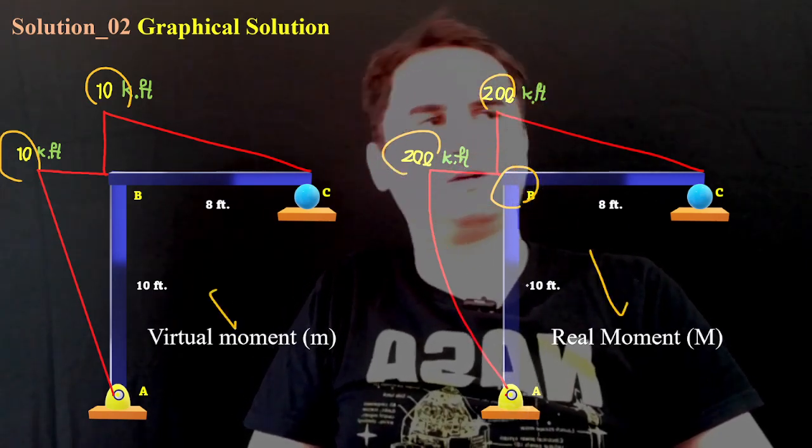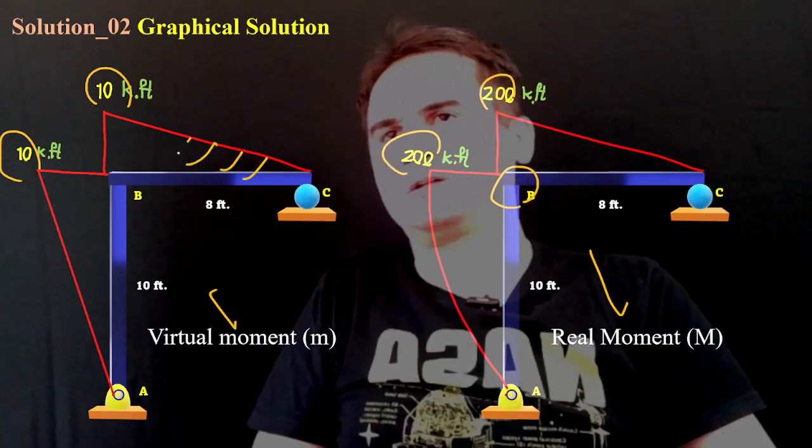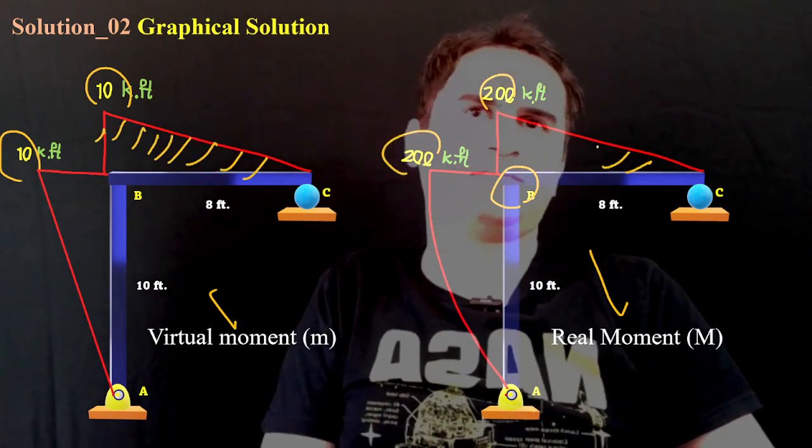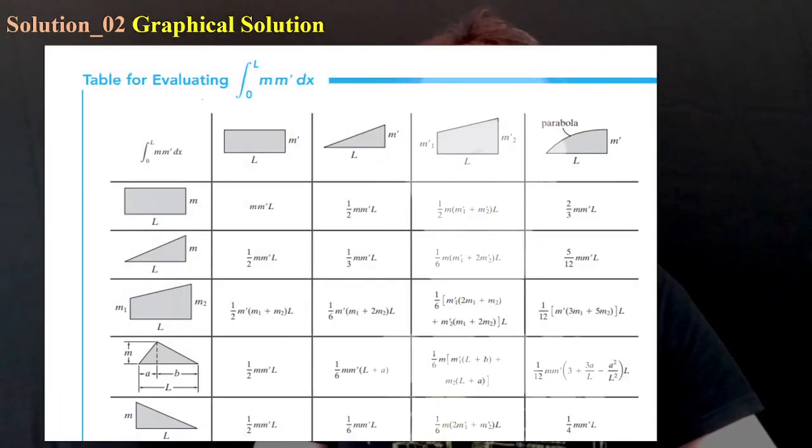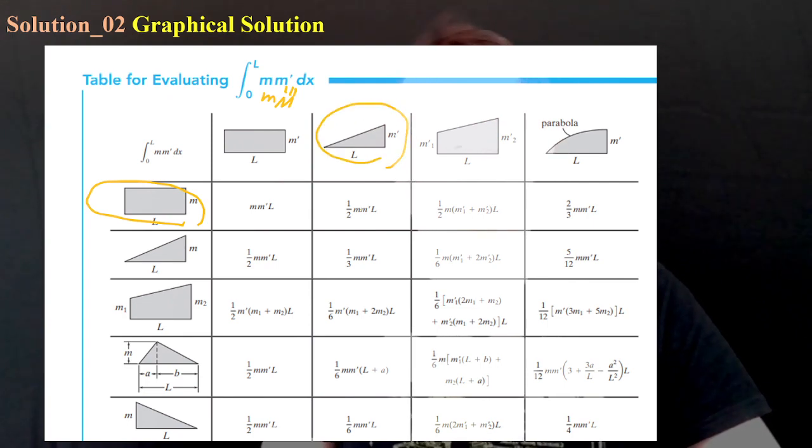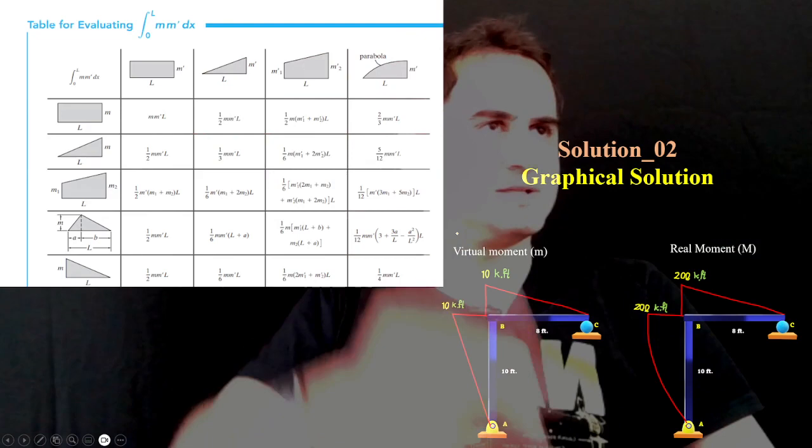Now, instead of integration, we just multiply the areas. The graphical method says that if you want to evaluate the integration of small m times capital M, if you have, for example, a rectangle times a rectangle, we have one third small m capital M times L. And our case is in a whole set of different cases.